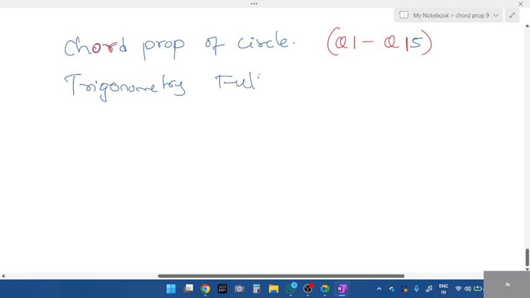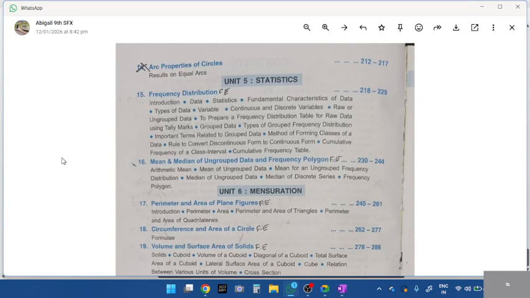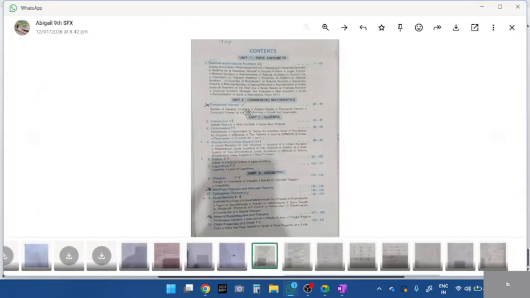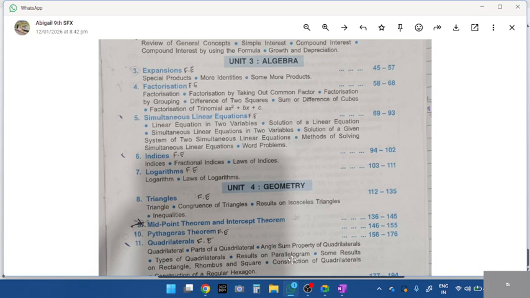Trigonometry full. Then mean median. Next, what is the chapter before logarithm? Indices and logarithm.